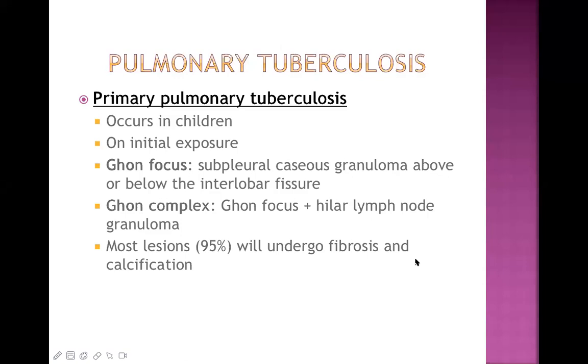Now, most of these lesions of primary pulmonary tuberculosis undergo fibrosis and calcification. Only 5% of them will remain active or remain latent. Latent means they may remain hidden inside the lung. And later on, when a favorable situation comes, they may reactivate again and cause the disease. This is called secondary pulmonary tuberculosis, which usually happens in adults.